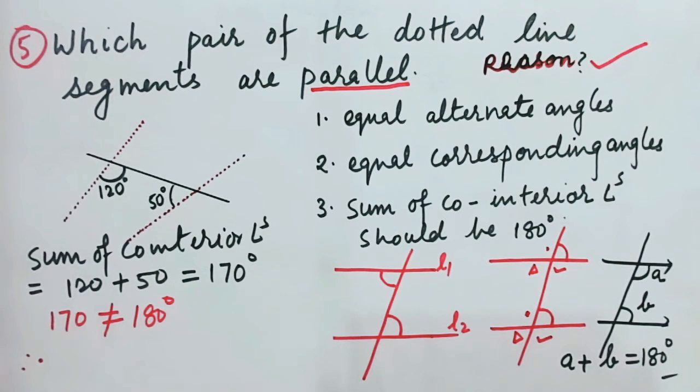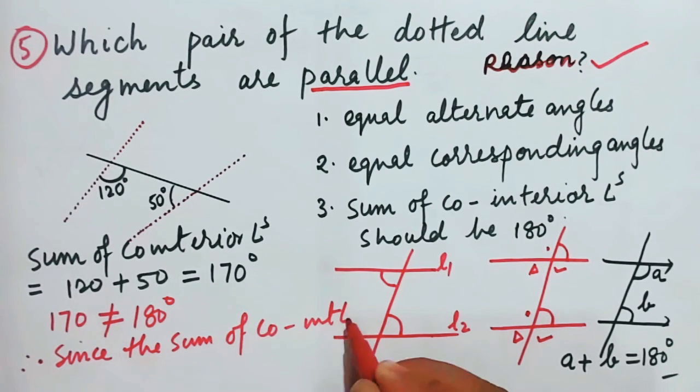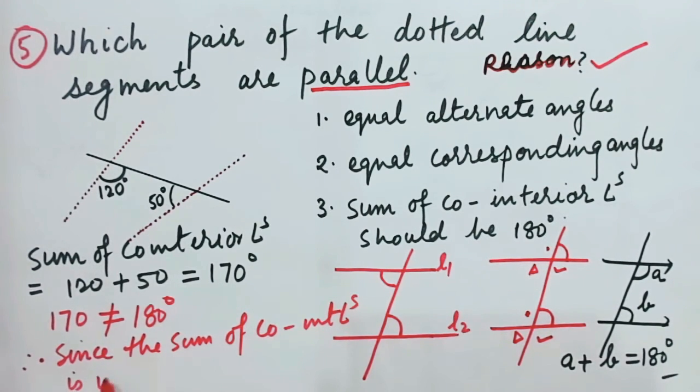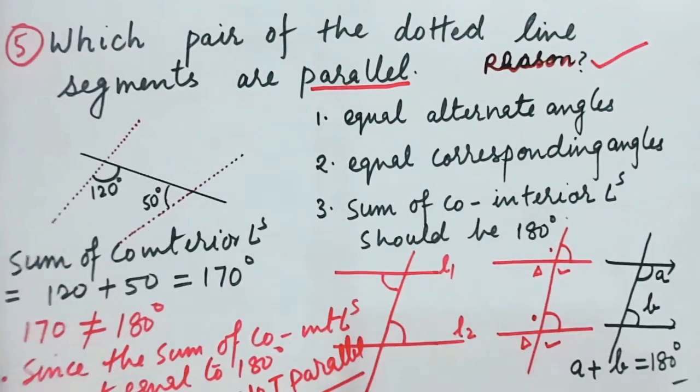Therefore, we would say that since the sum of co-interior angles is not equal to 180 degrees, the lines are not parallel. The lines are not parallel. Clear? Let's have a look at the next one.